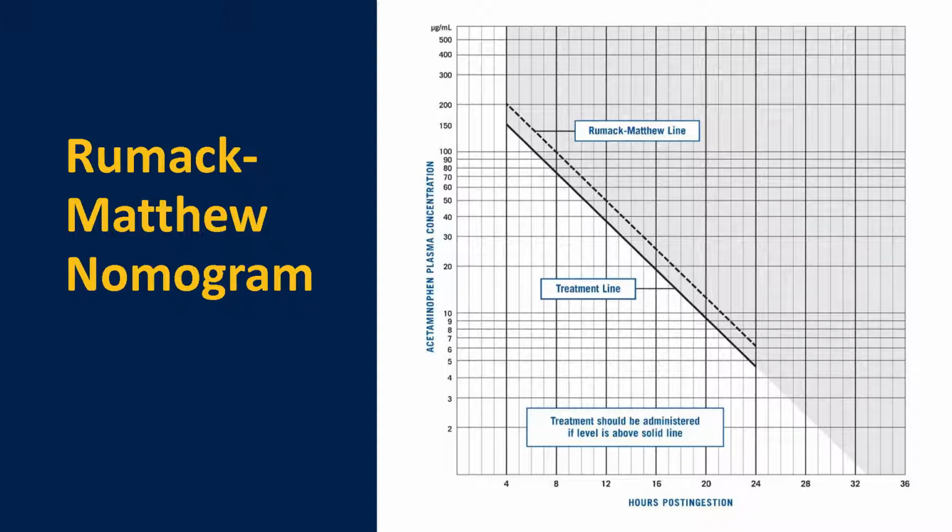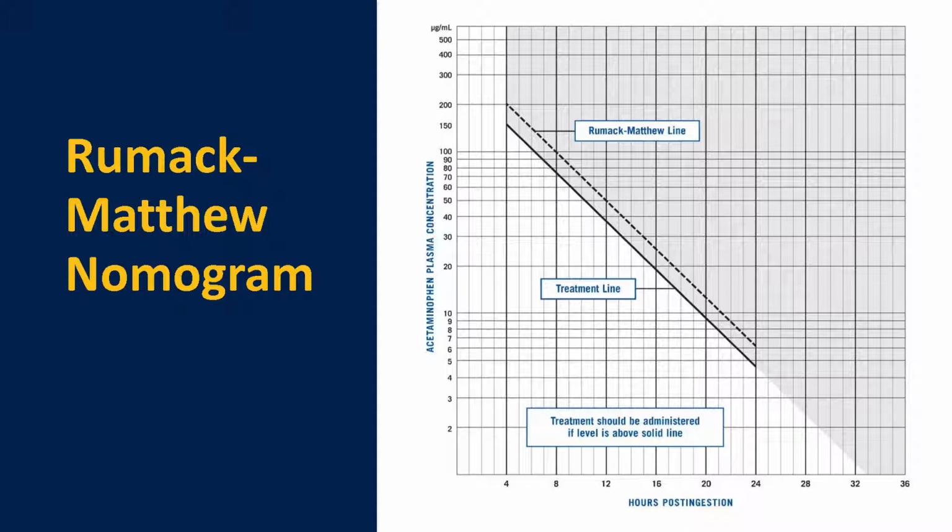So if they happen to arrive, say 3 hours after ingestion, we will want to make sure we still wait until the 4th hour to get a level on our patients. So an acetaminophen level is just the plasma concentration of acetaminophen, and a therapeutic level for someone who is just using acetaminophen for pain relief would be about 10 to 15 in the plasma.